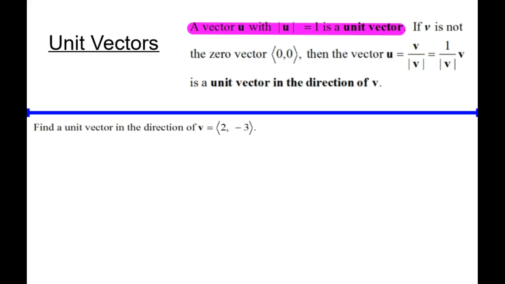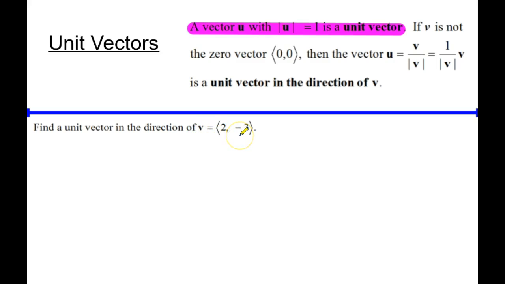Next, we're going to discuss unit vectors. A vector u with a magnitude of 1 is a unit vector. So as long as we have a vector that is not the 0 vector, then we can find the unit vector by following this general process. So we can take our vector v and then divide it by the magnitude of that vector to find the unit vector.